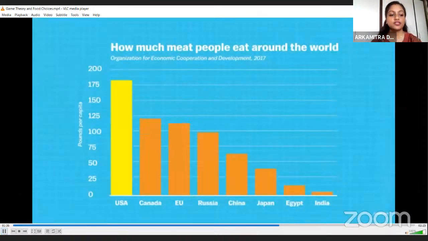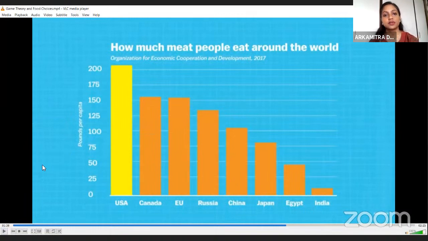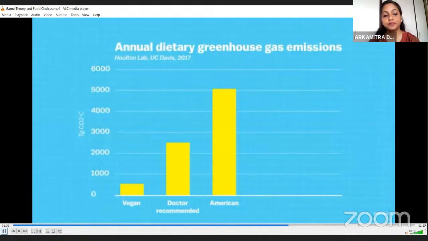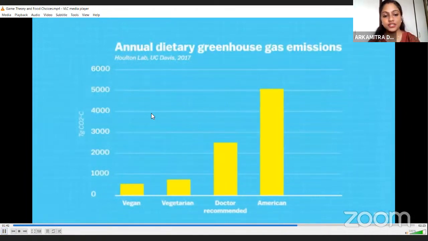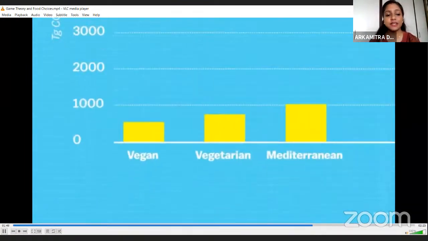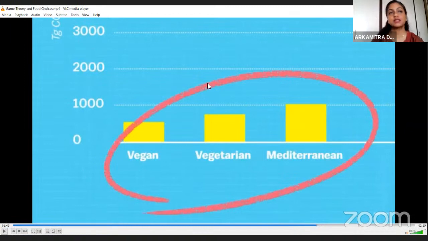So people across the world, if you see, most of the people who consume meat happen to be from the USA, and India is very little in that context. USA followed by Canada and the whole of Europe. The good thing is the greenhouse gas emissions are the least in a vegan diet, in a vegetarian diet, and in the Mediterranean diet. Why is that? Because these sorts of diet focus mostly on plant-based sources, on fish rather than meat, and on livestock, which is what helps lower the emissions. Okay.